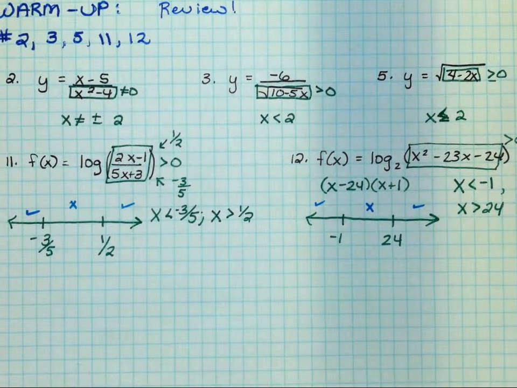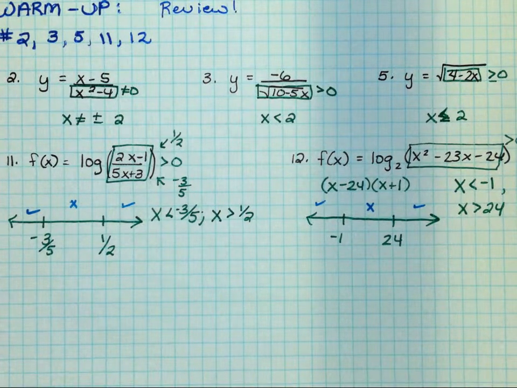So number 2, x could not be equal to a positive or negative 2. 3, be very careful when you divide by a negative, your inequality sign flips. So x has to be less than 2. Same thing on number 5, but number 5, x has to be less than or equal to 2.